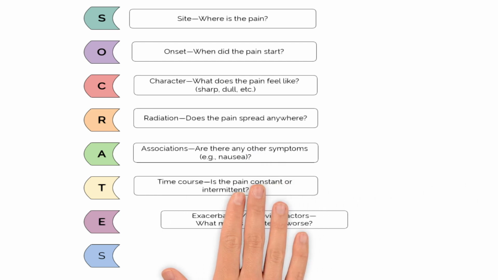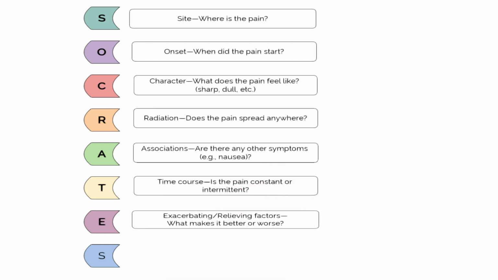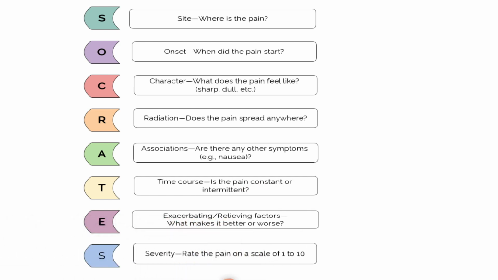Exacerbating or relieving factors. What makes the pain worse or better? Severity. On a scale from 1 to 10, how does the patient rate their pain?